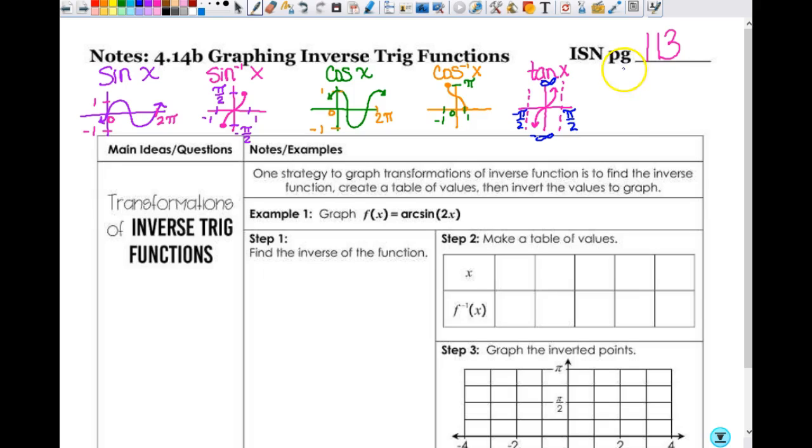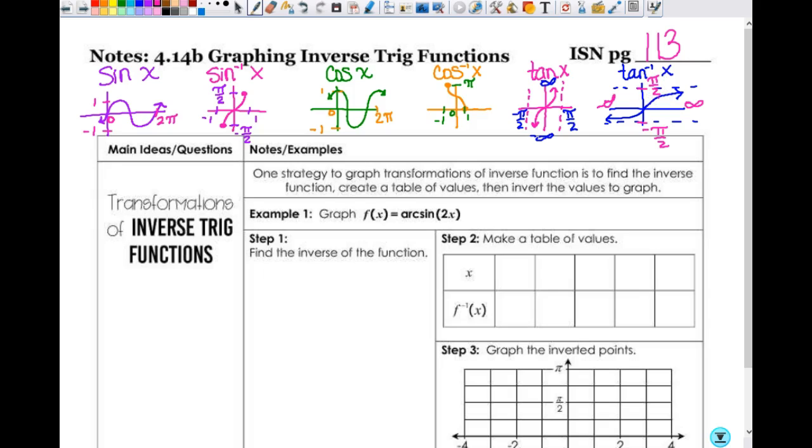So then tangent inverse, we are exchanging x and y. So here are my asymptotes. They are now horizontal. And my graph looks like this, which means my x values now go from -infinity to infinity. And the asymptotes are at -pi/2 and pi/2.